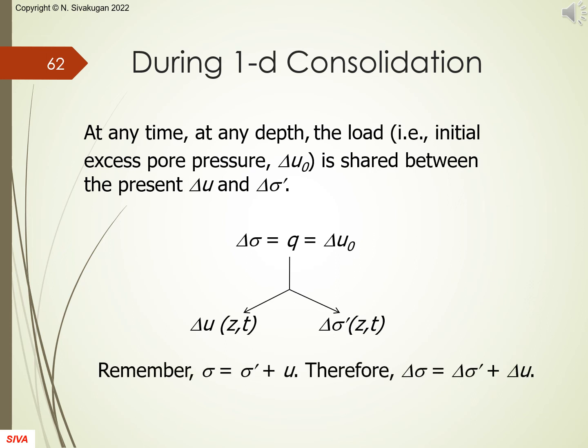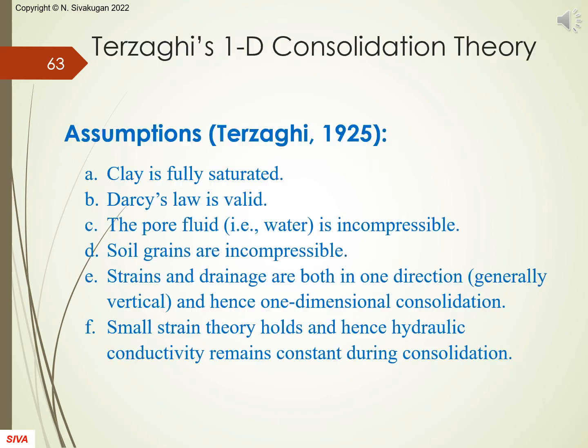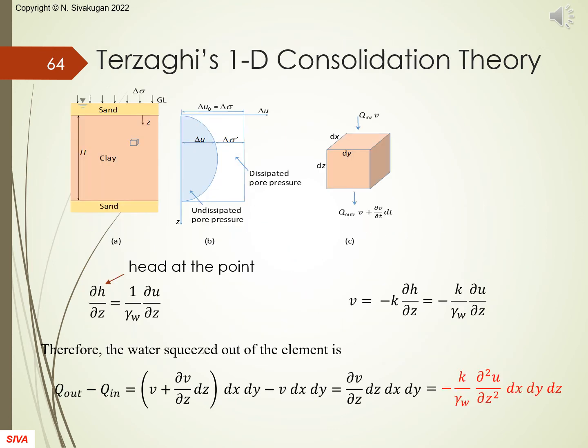Remember σ equals σ' plus u. Looking at the changes, Δσ equals Δσ' plus Δu. At all times, and at all depths, the constant initial excess pore water pressure Δu0 is shared between the dissipated and undissipated excess pore water pressures. These are the assumptions made by Terzaghi in 1925, in coming up with his famous one-dimensional consolidation theory.